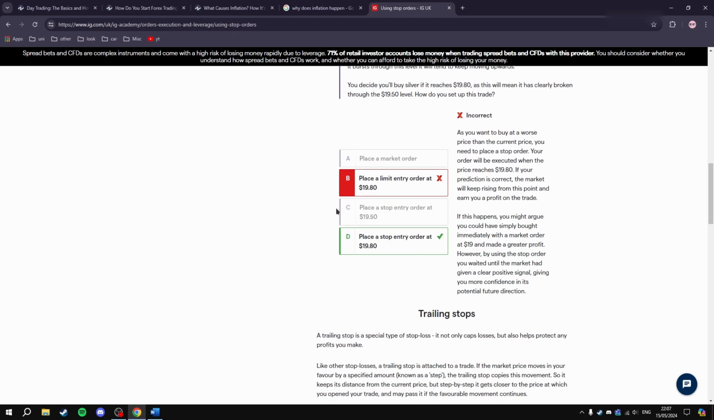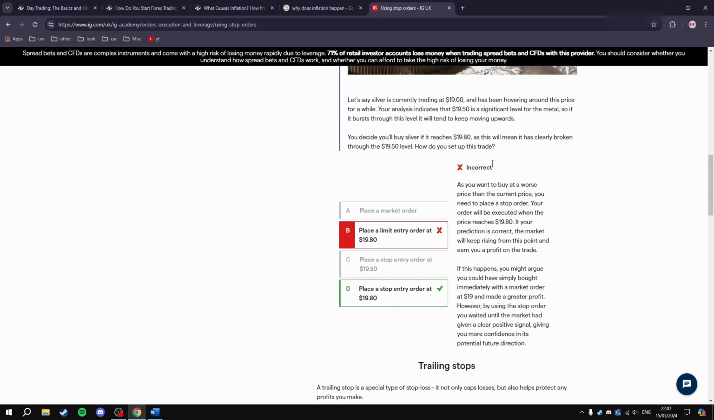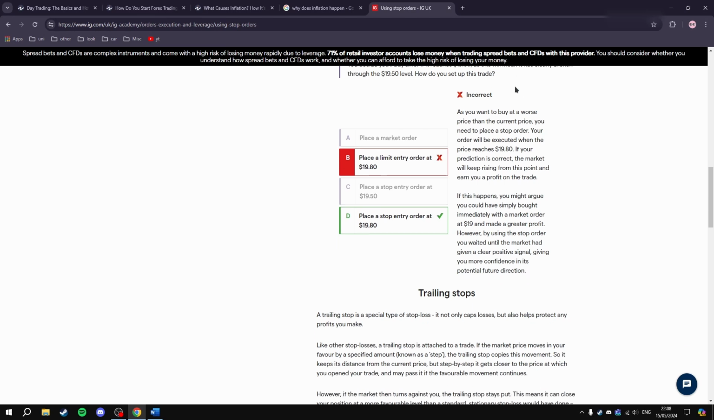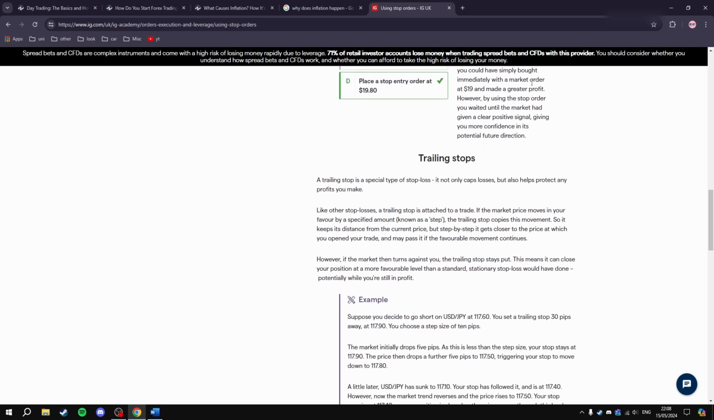I thought, okay. As you want to buy at a worse price than the current price. Right, I still don't really get how 19.8 is worse than 19 if you think it will go up. Isn't that good? Because it shows that it is going up, so it's positive. Because it goes in line with your analysis. Oh, I don't know. Moving on.